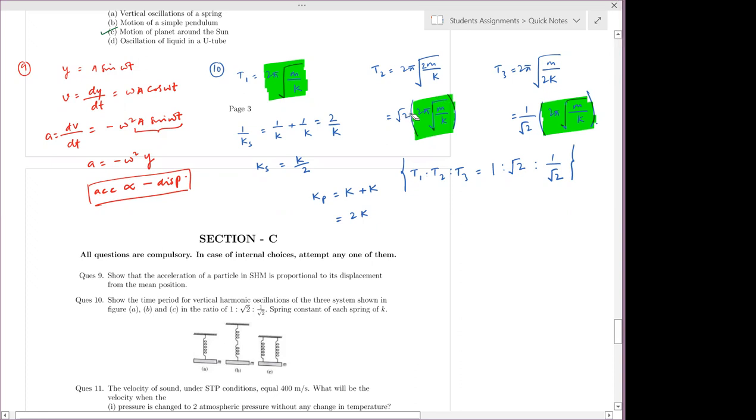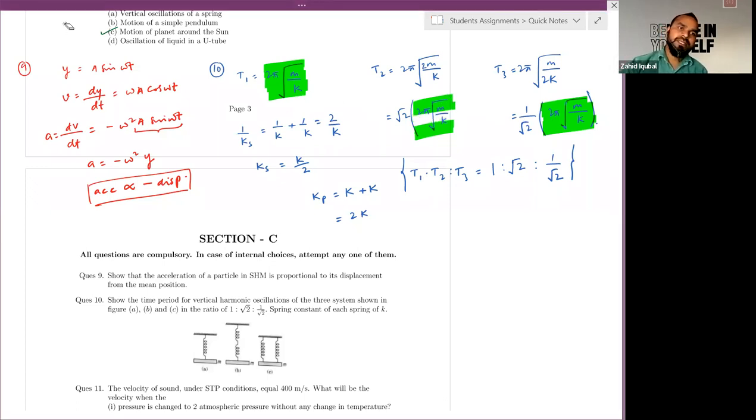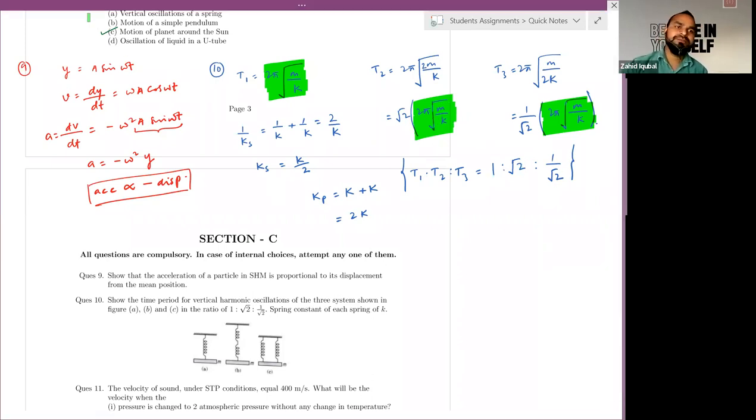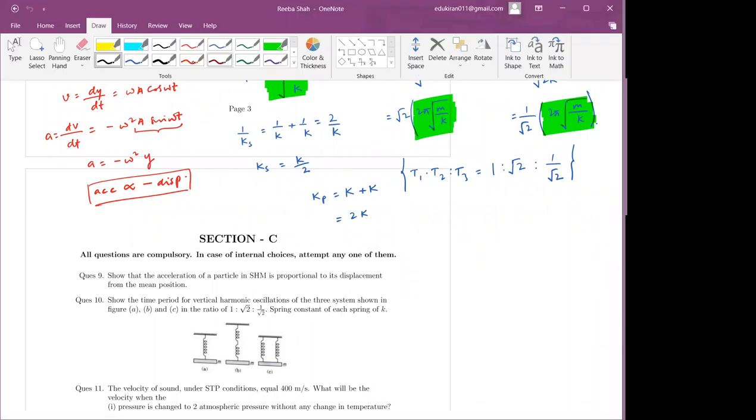Yes, sir. Similarly, in the third part, which is the parallel combination, it will become 2k. If you substitute in this part, 2 is in the denominator, so move it outside by taking root 2. So you're left with 2 pi root under m by k. Now just compare. We have the same term in all three expressions. On taking the ratio, you will get 1 is to root 2 is to 1 by root 2. Is it clear? Yes, sir, clear. Good.